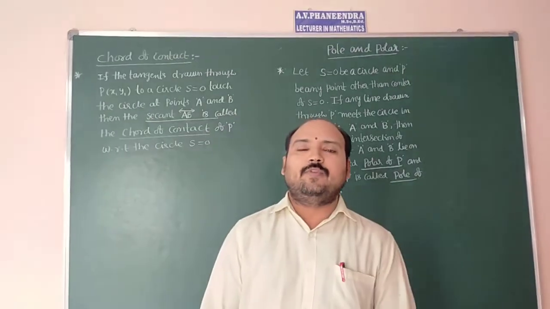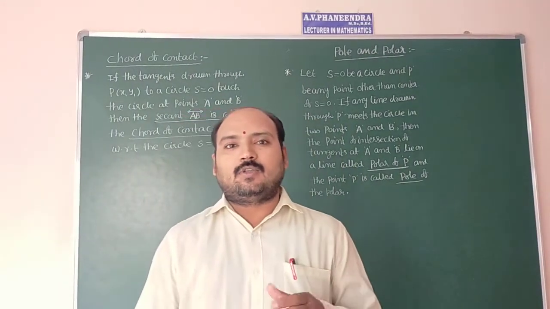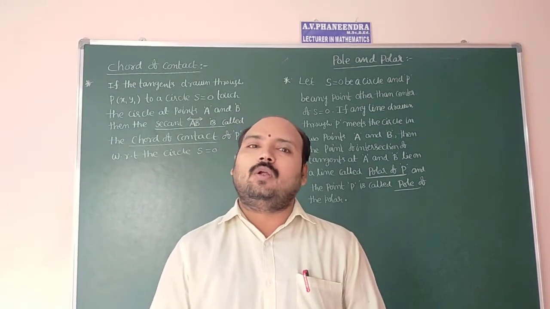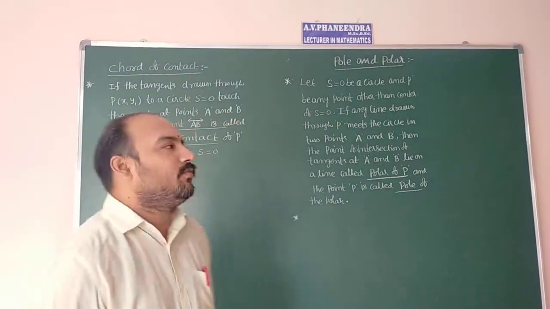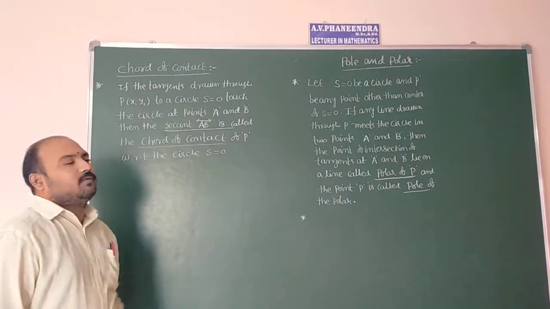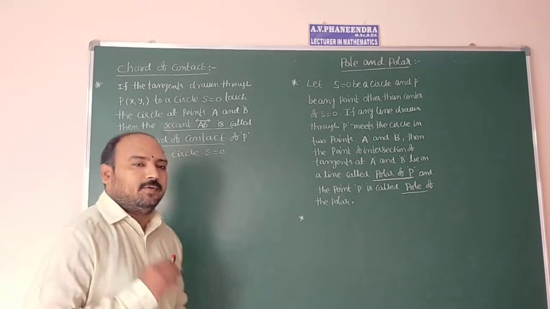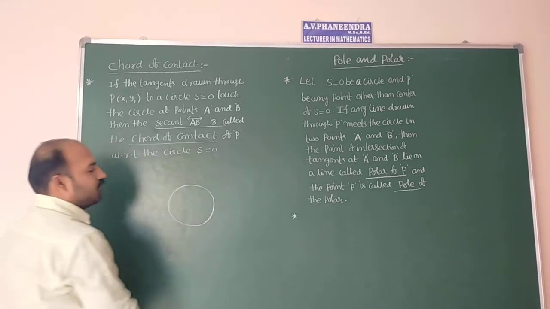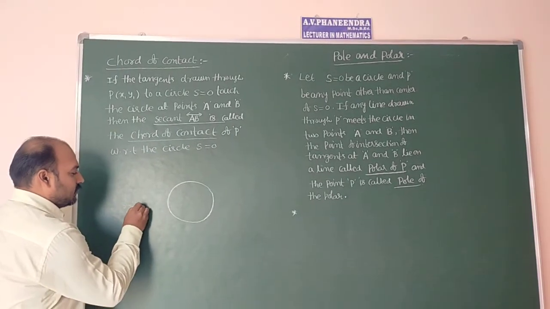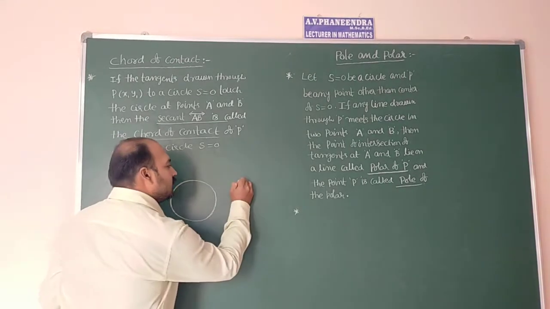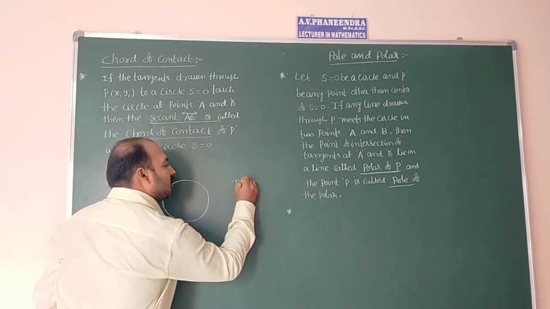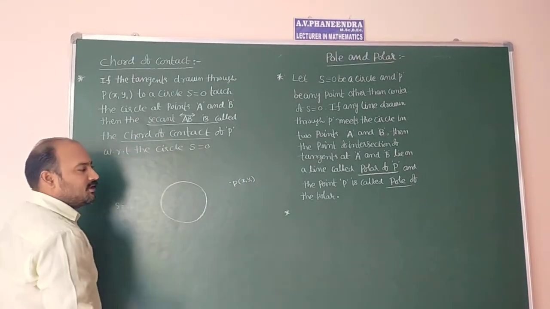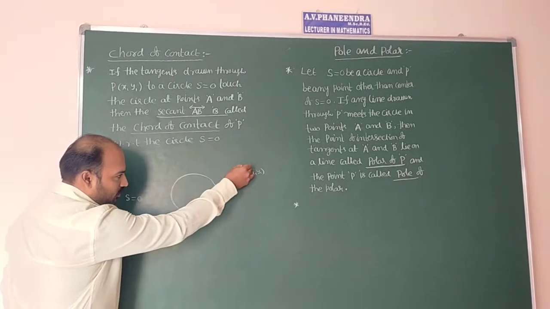Hi students, in this video I am going to discuss the concept of chord of contact, and polar and pole of the circle. See, first one, chord of contact. What is the meaning of chord of contact? First consider a circle S is equal to 0, and consider one external point x1 y1. Through this point, draw the tangents to the circle S is equal to 0.